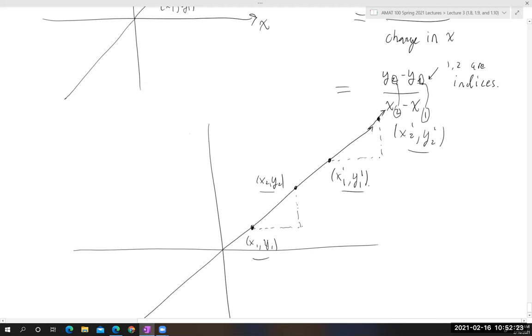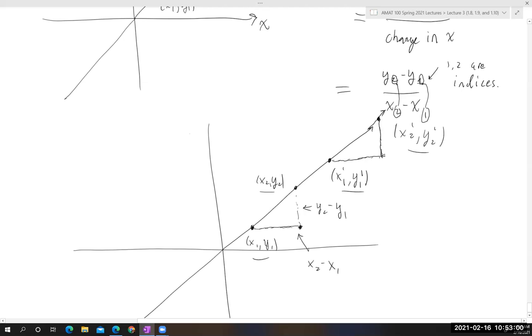And so the question might be, why does this give you the same slope? The reason is that these two triangles are similar. What it means is that if you take this length right here, which is the change in x, this will be x2 minus x1, and then this length right here will be y2 minus y1. If you take this ratio here, it's going to be the same as the ratio of these lengths.